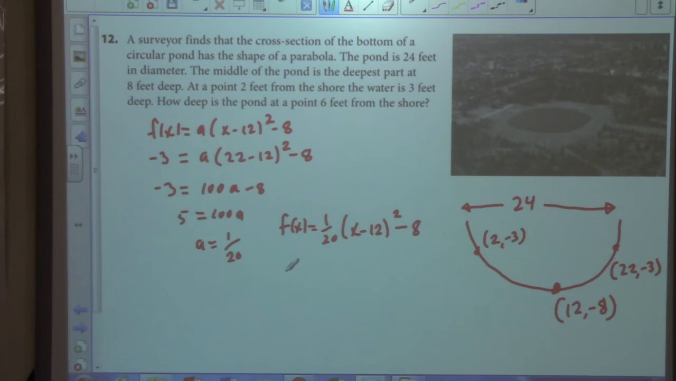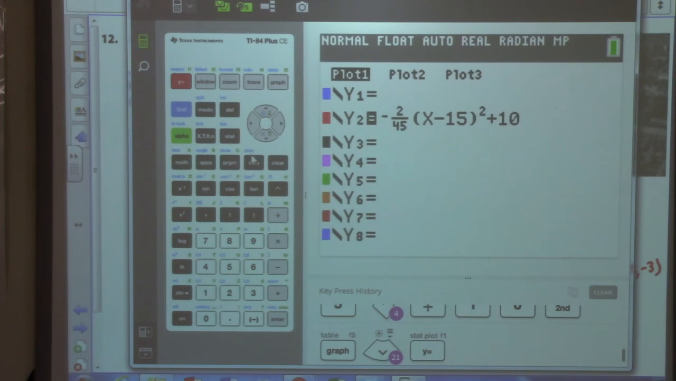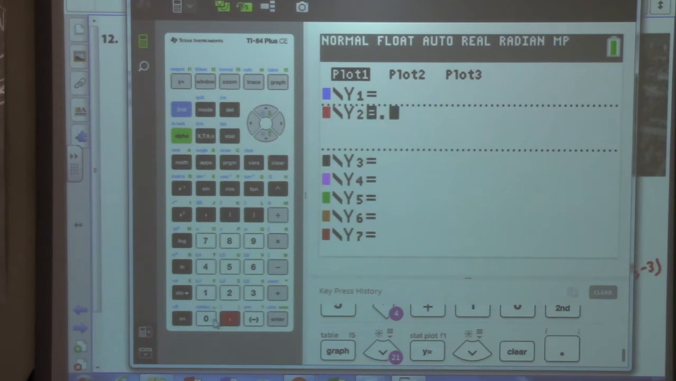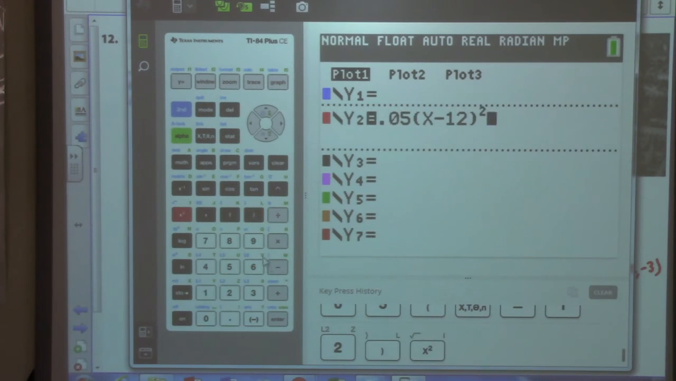Okay, and then, that's as far as I got. But then you would have to go f of 6, right? So let's do that in the calculator. So we're going to put in 1/20th. And what'd you say it was? x minus 12? 1/20 times x minus 12 squared minus 8.